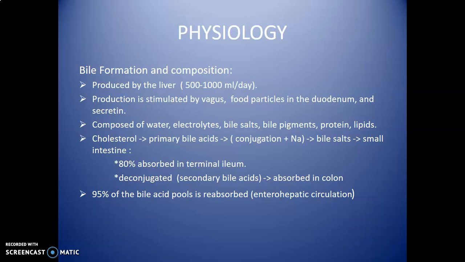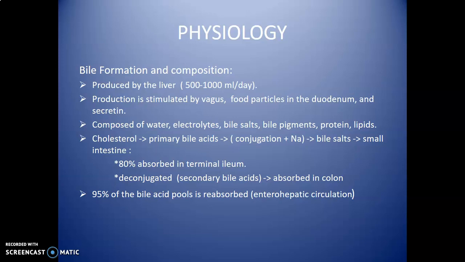What are the components of bile? We have water, electrolytes, bile salts, bile pigments, protein, and lipids. Bile has to emulsify fats. 80% of bile salts are absorbed in the ileum, and deconjugation occurs, and later it will be absorbed in the colon. So 95% of the bile acid pool is reabsorbed in the enterohepatic circulation.